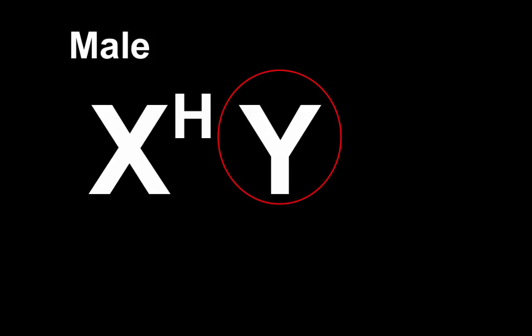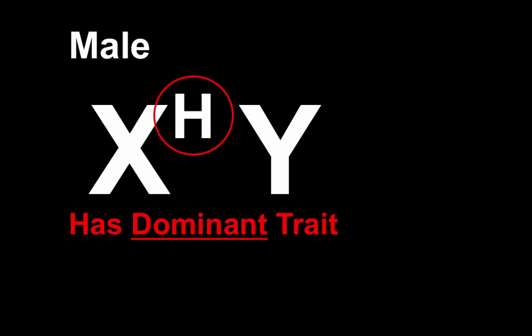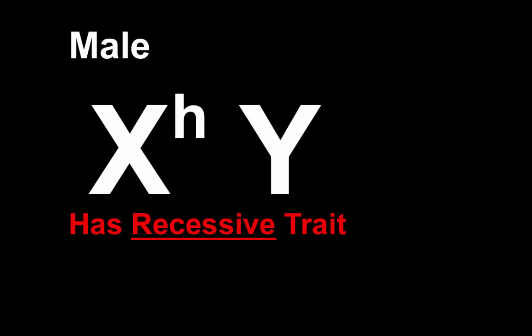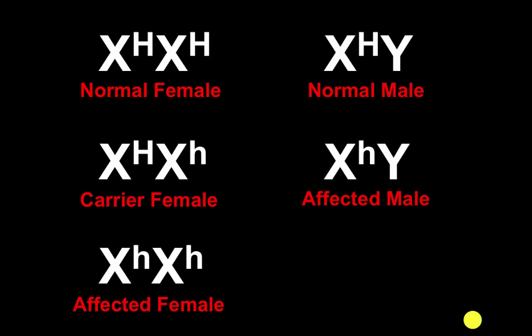Now here we have a male, and notice that there is no allele on the Y chromosome, because again, the Y has different genes. And so we're not going to call males homozygous dominant or heterozygous because they only have one allele. So he's just going to either have the dominant trait, or have the recessive trait. Those are the only two ways that a male can be. So this is how we write all the different possibilities. Exactly the same way, we're just adding X's and Y's.